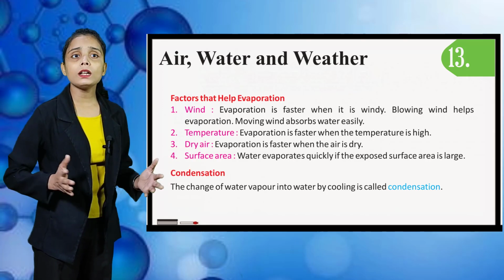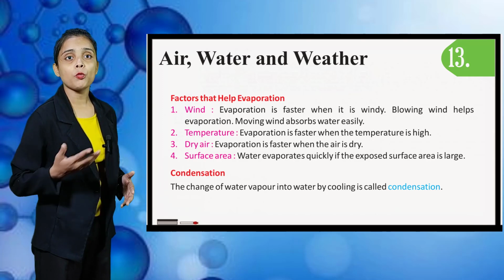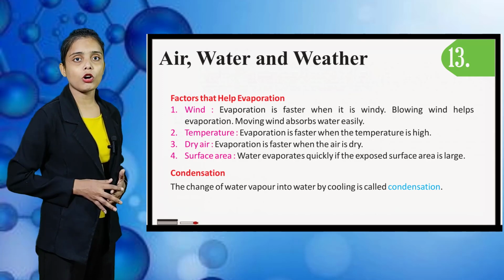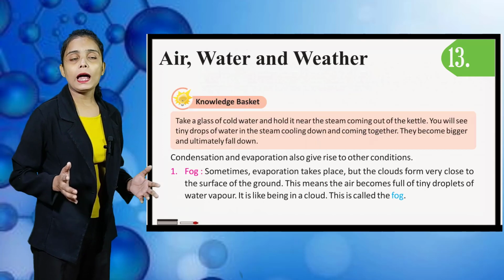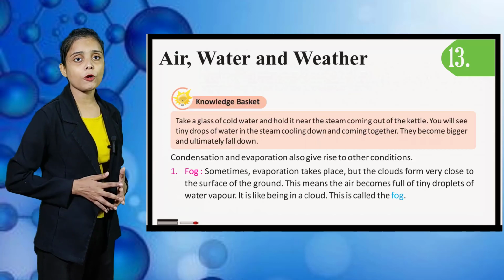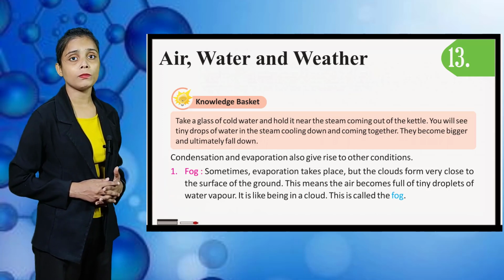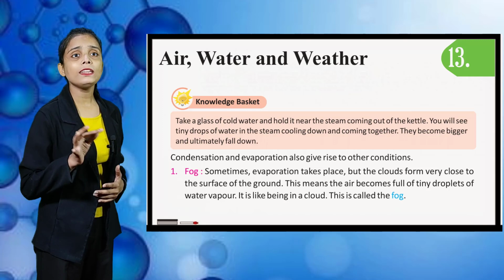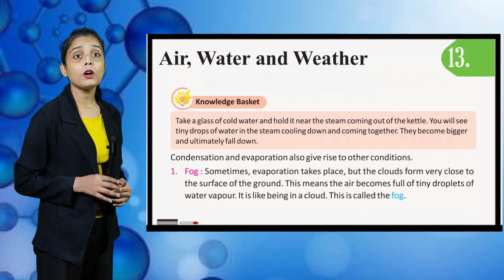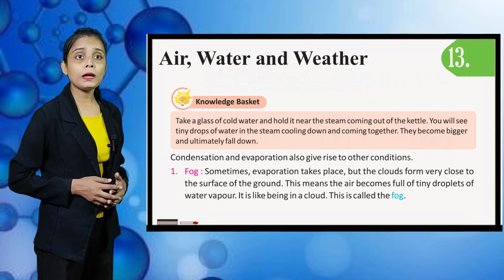Now let's see condensation. What is a condensation? The change of water vapor into water by cooling is called condensation. And if you will see the knowledge basket, you will get to know, take a glass of cold water and hold it near the steam coming out of the kettle. You will see the tiny drops of water in the steam cooling down and coming together. They become bigger and ultimately fall down.